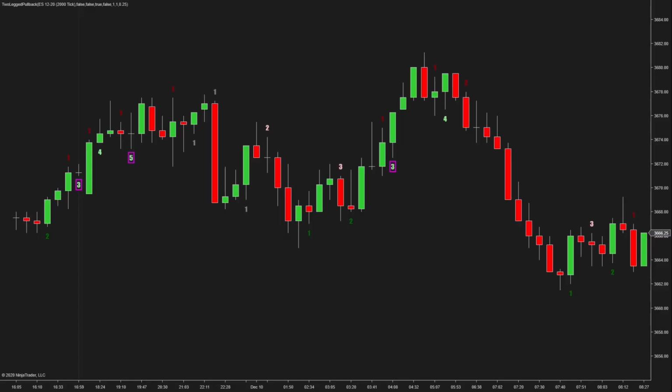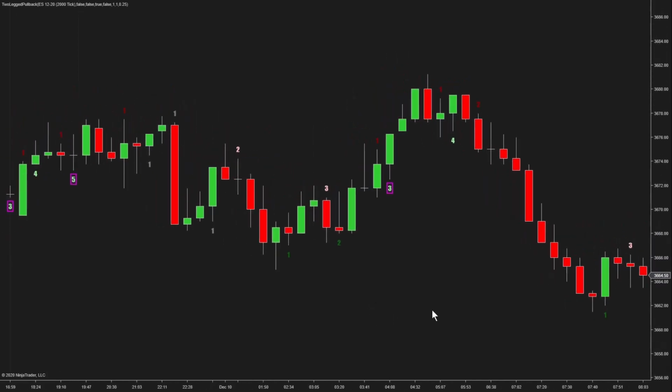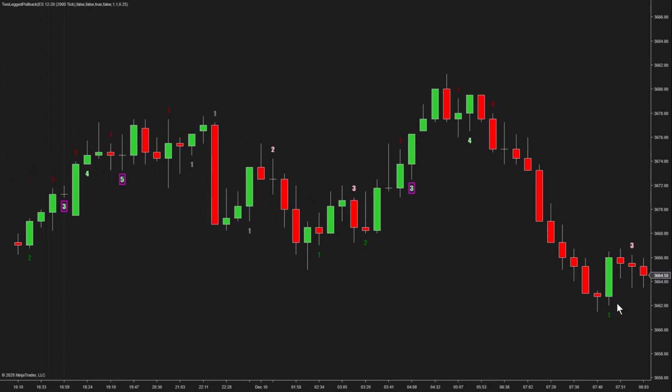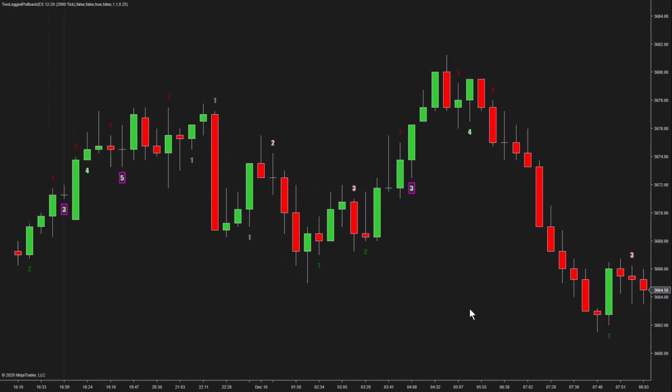How to use a two-legged pullback indicator to identify traps. All traps are automatically marked by magenta boxes. Remember, traps are failed second entries. They are second entries that fail to make a scalper's profit. A scalper's profit is 5 ticks: 1 tick for the stop entry, 4 ticks for the point.